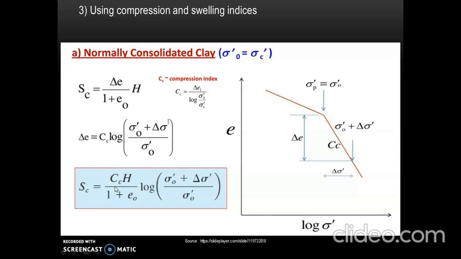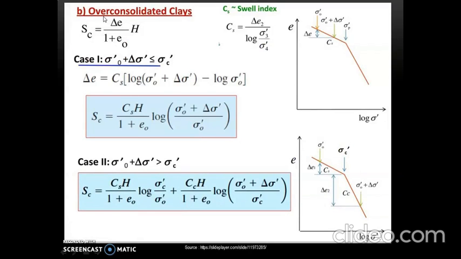So we get Sc is equal to Cc H divided by 1 plus e naught into log of final effective stress divided by initial effective stress. And if the soil is over consolidated clay, then we have to consider two cases: when the final effective stress is less than pre-consolidation stress, and for the second case, final effective stress greater than pre-consolidation stress.